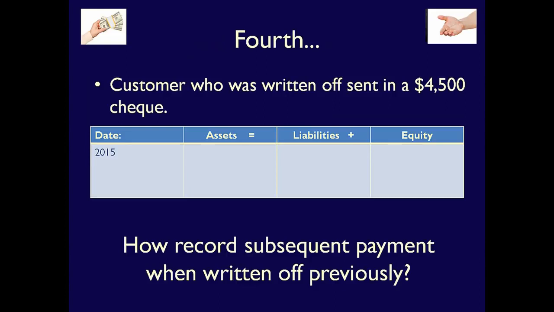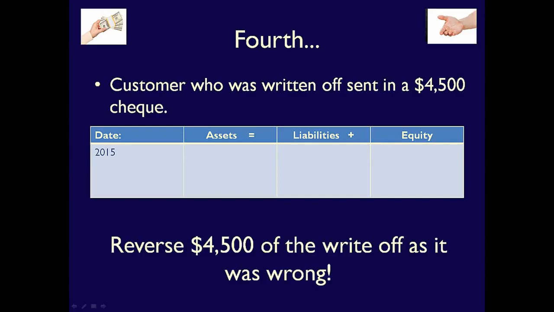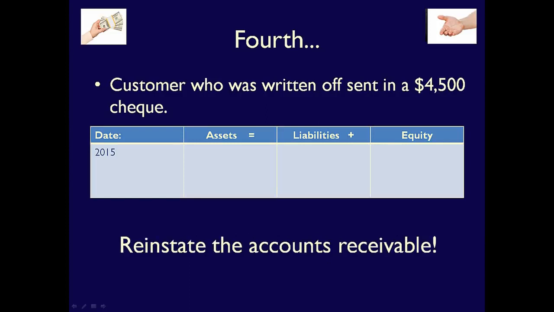Well, when we wrote off the $18,000, we thought we'd never see any of the money, but now it turns out that we jumped the gun. We wrote off too much. The first thing we have to do is reverse a portion of the write-off because it was wrong. This is called reinstating the accounts receivable, meaning to put it back where it belongs.